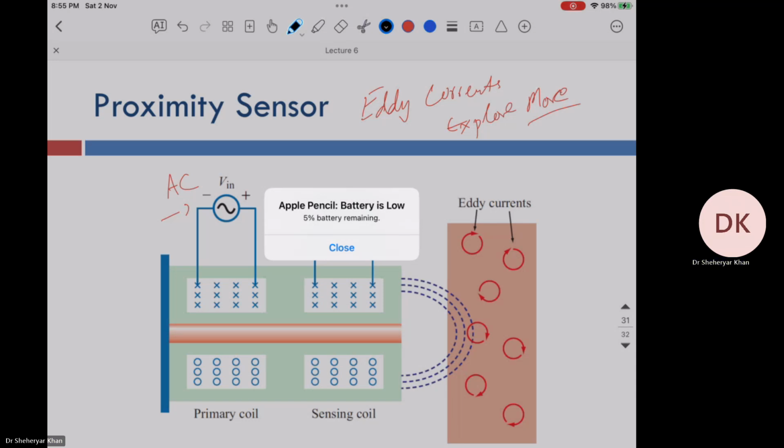Okay. So this is your eddy current braking. You see? Non-contact braking. Okay.